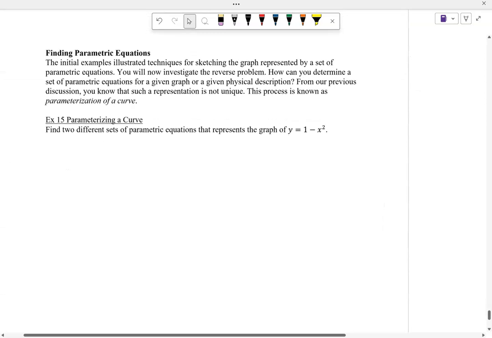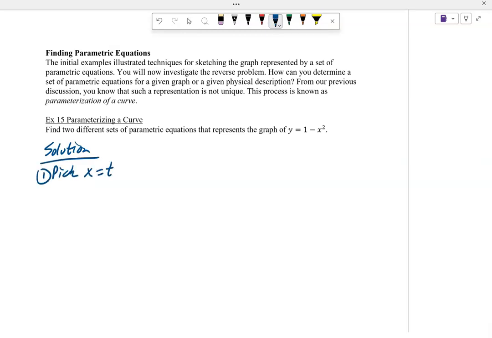All right, now what about if we go in reverse? How can we determine a set of parametric equations for a given graph or a given physical description, right? So let's come up with that. Let's find 2 different sets of parametric equations for the graph of this parabola, y equals 1 minus x squared. And we'll do it 2 ways. So let's do solution 1. We'll make it real easy, and we'll just pick x being t.